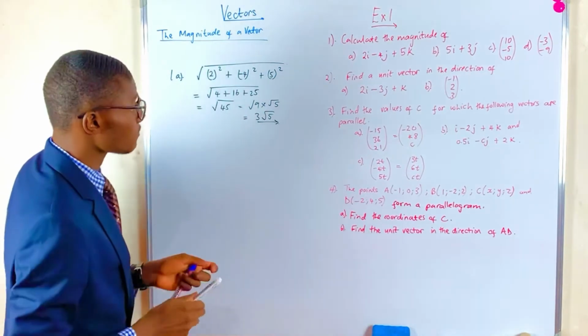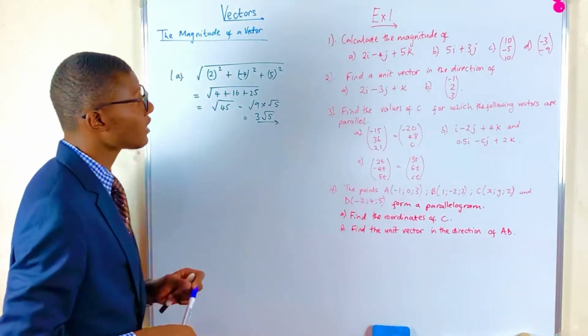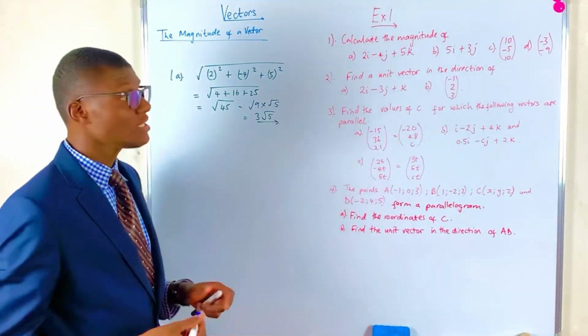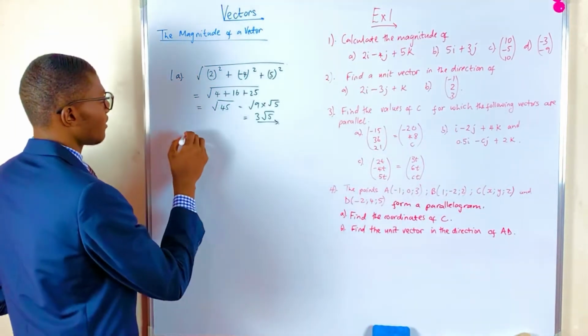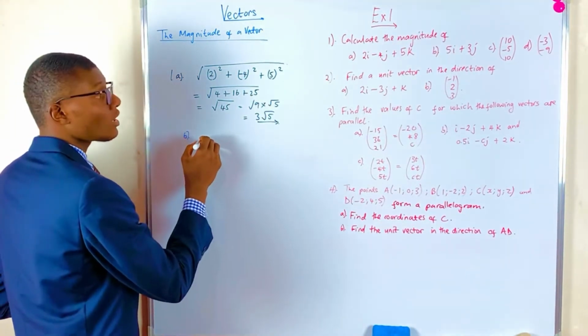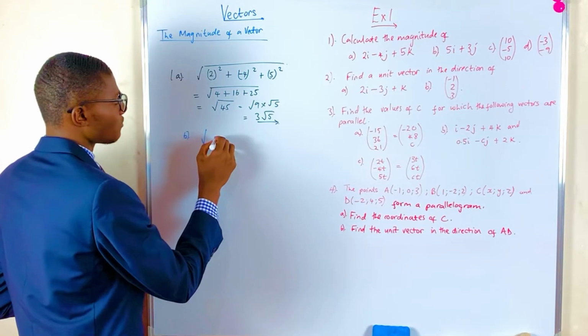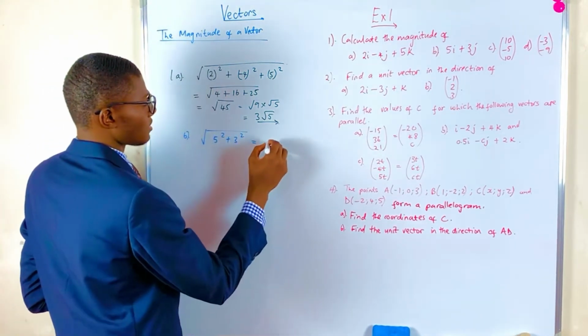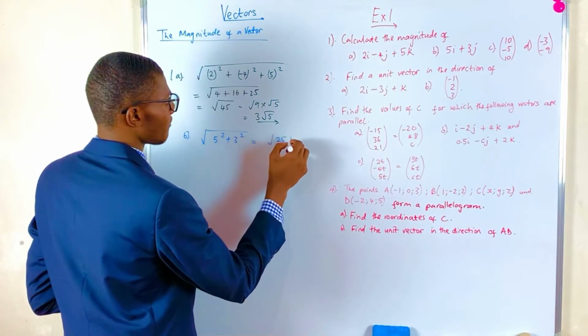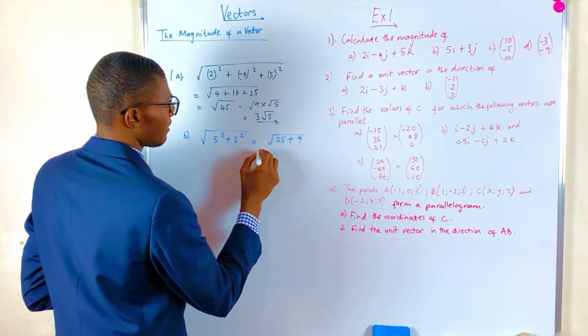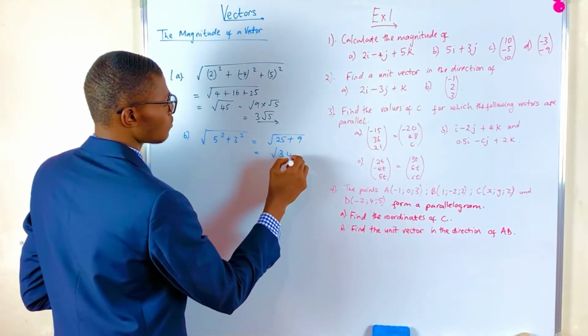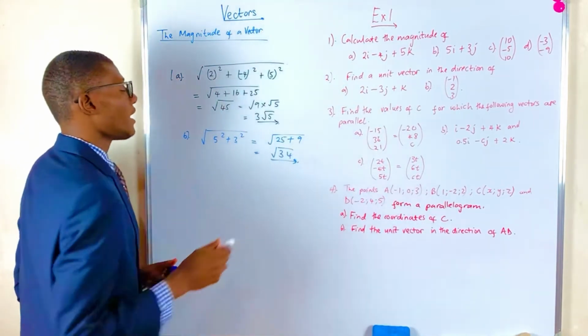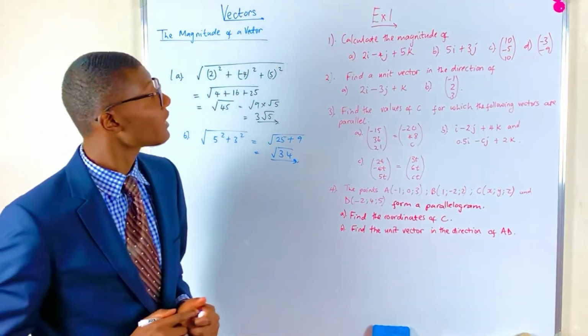Right, so this for the first one. Then for the second one, that one is in 2D. So I simply say the magnitude shall be the square root of 5 squared plus 3 squared, which is the square root of 25 plus 9. This will give us root of 34. And we can just leave it in surd form like that.